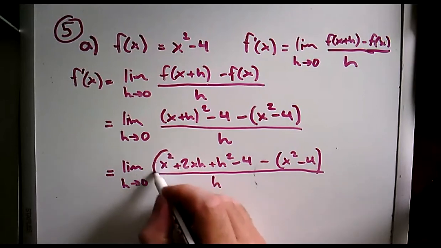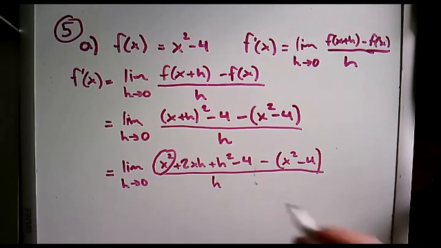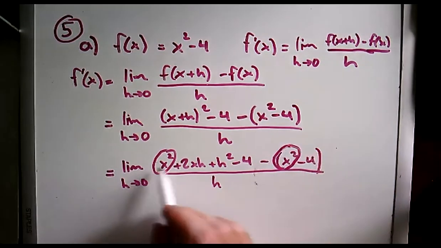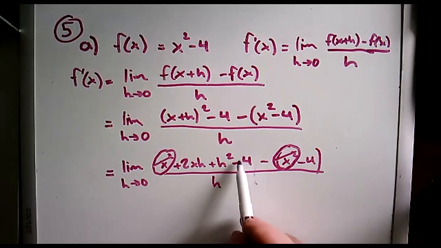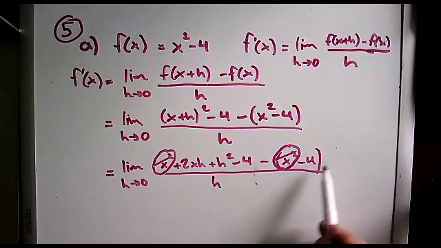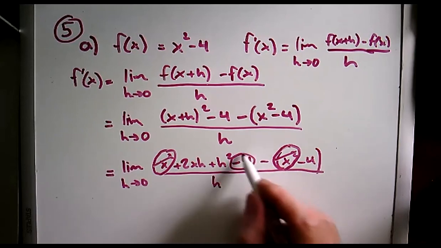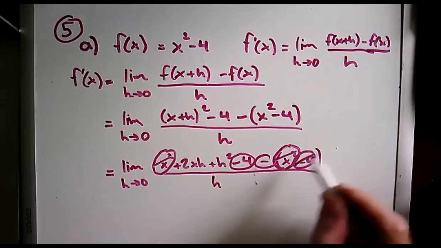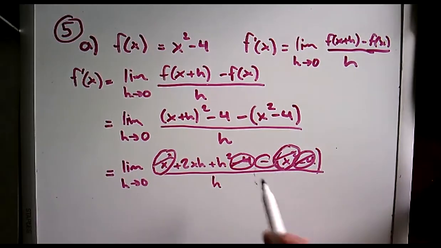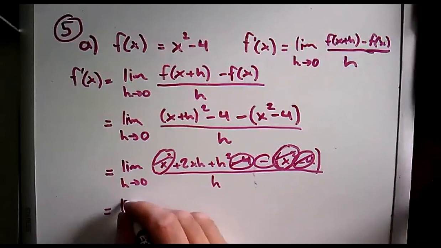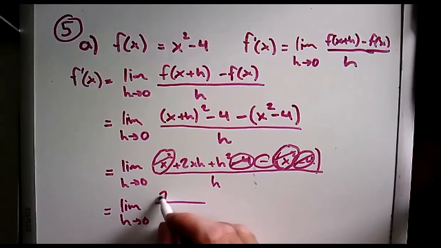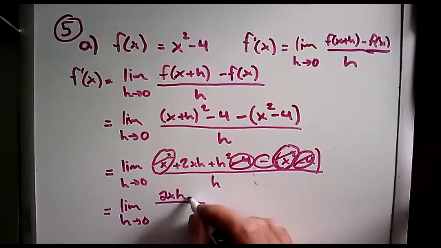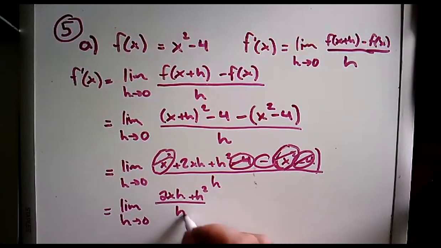So for example, here we have an x squared. And then if I distribute that minus sign, we're going to have a minus x squared. So those two terms will cancel. And I have a minus 4 here, and then I subtract minus 4, so that's adding 4, so the minus 4 and the minus 4 cancel, right? Let's see, what else do we have then? So already we've cleaned it up quite a bit. So now our limit as h approaches 0 will be for the quantity 2xh plus h squared over h.